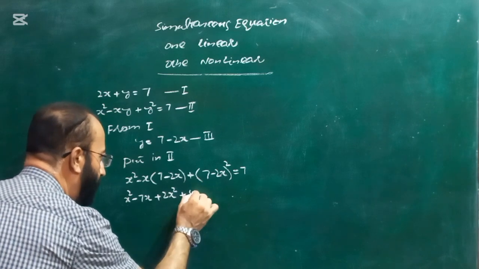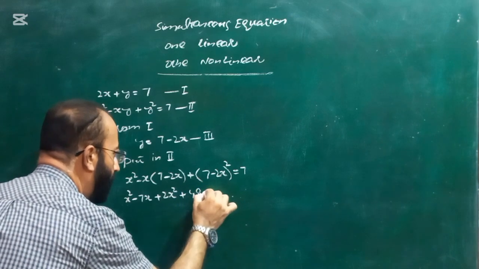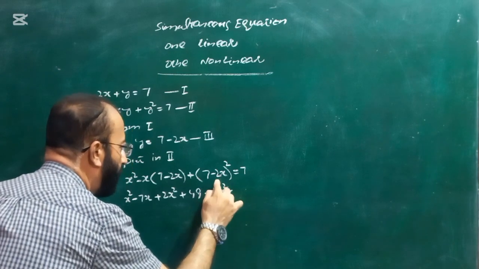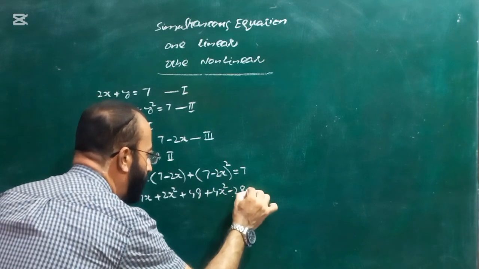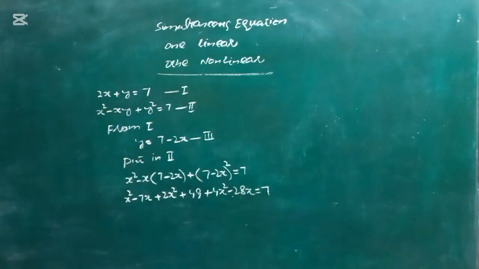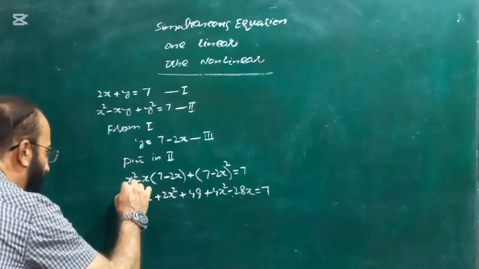So 49 plus 4x square minus 7 4s are 28x is equal to 7, which will remain as it is. Okay, at this step, simplify more values.